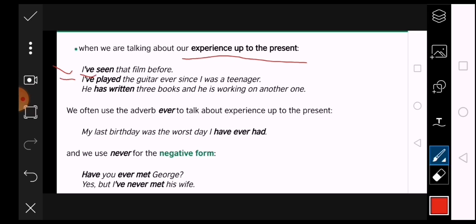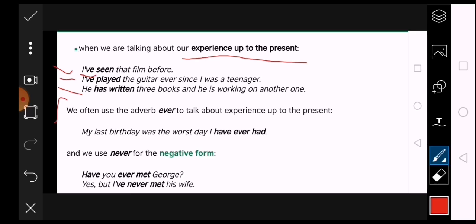Number 2, I've played the guitar ever since I was a teenager. Number 3, he has written 3 books and he is working on another one. That means that the man wrote 3 books and now he is working on another one.